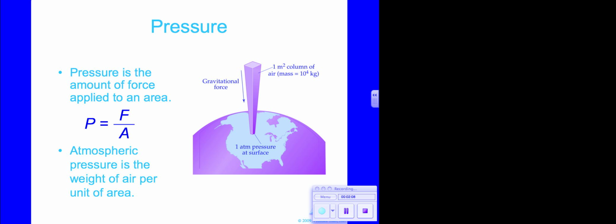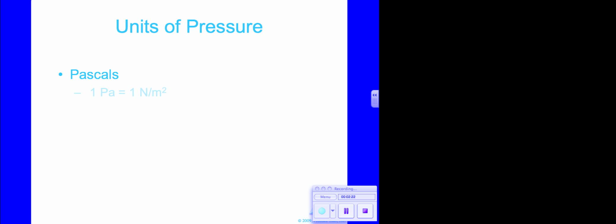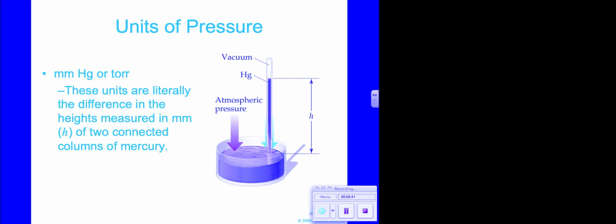So we often use atmospheres, millimeters of mercury, or torr to refer to pressures, at least atmospheric pressure. And then you have the Pascal. One Pascal is equal to 1 Newton per meter squared. So there's your force, 1 Newton, per meter squared, which is your area. A bar is 100 kilopascals. And we'll look at some other units.